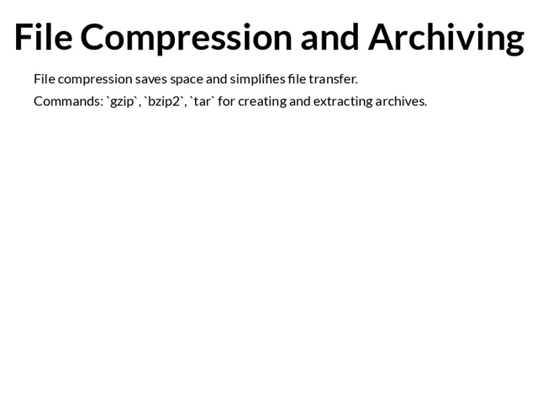File compression reduces file size for storage and transfer. Commands include zip and bzip2 for compression, and tar for creating and extracting archives.